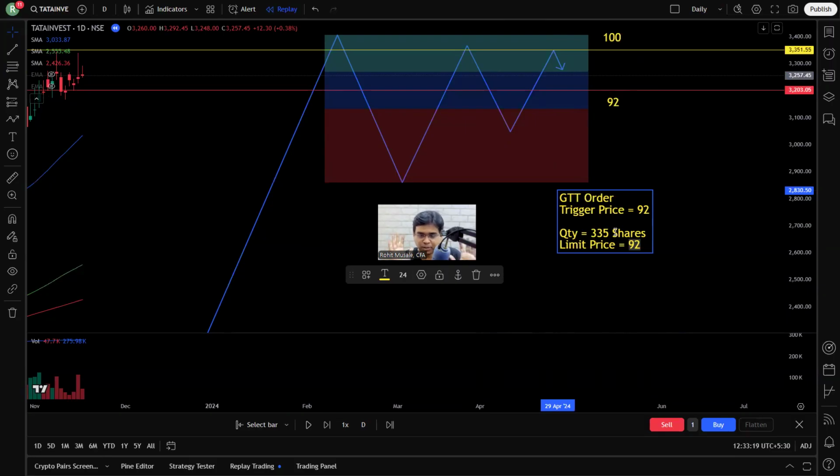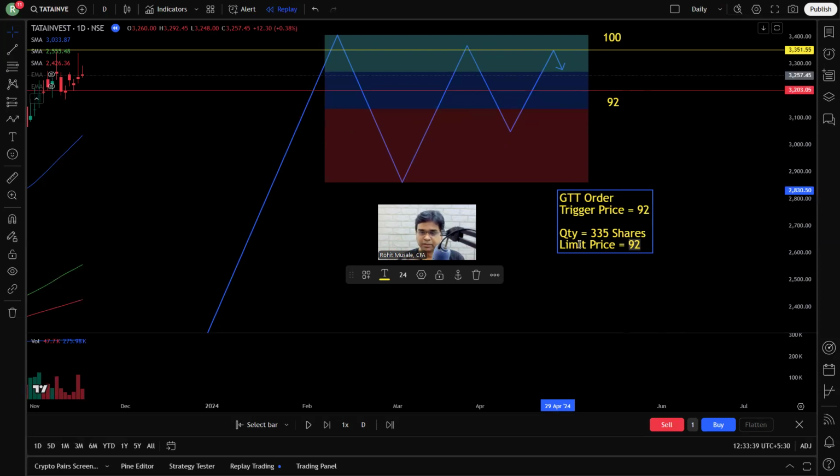The minimum price at which I am willing to sell is 92 or higher. I don't want to sell below 92. That is what this order means. That is why it is called limit price. There is a limit. If it's below 92, I'm not willing to sell. I want to sell at 92 or higher.